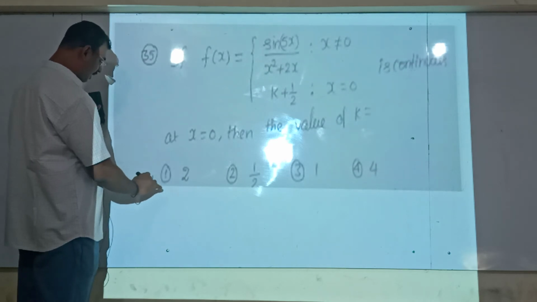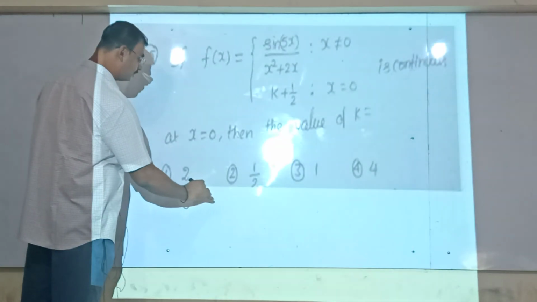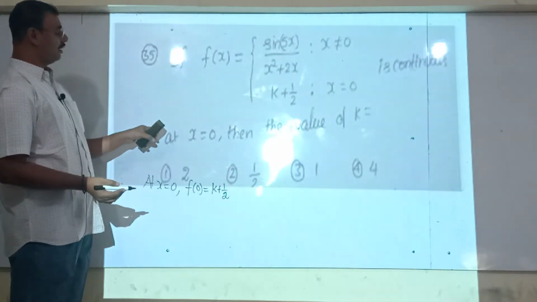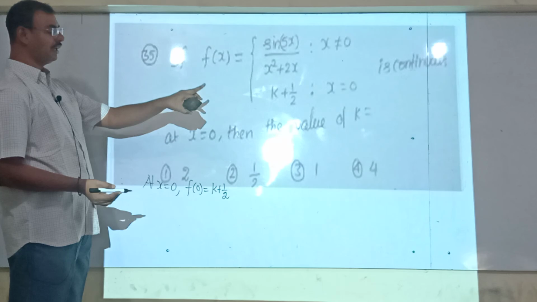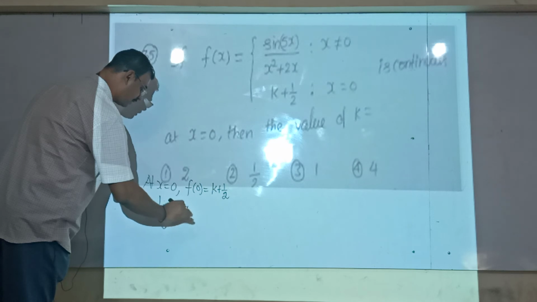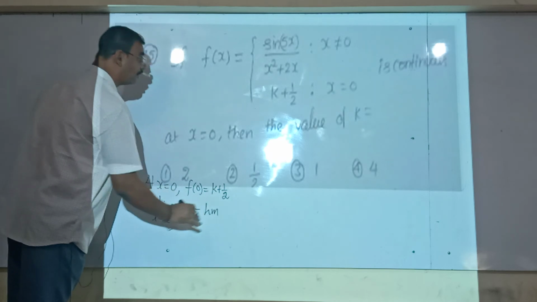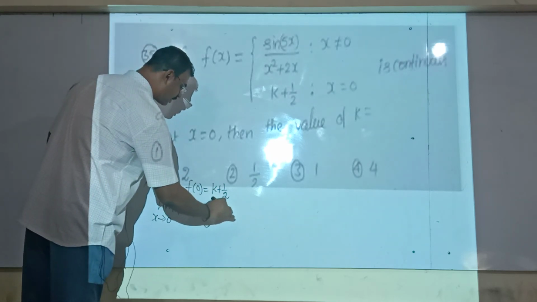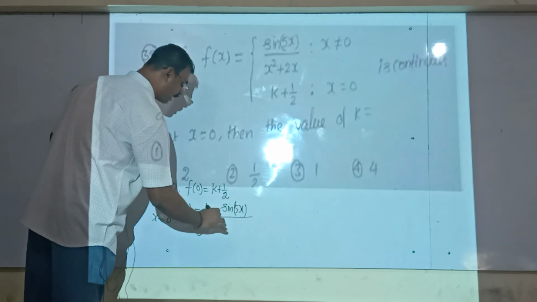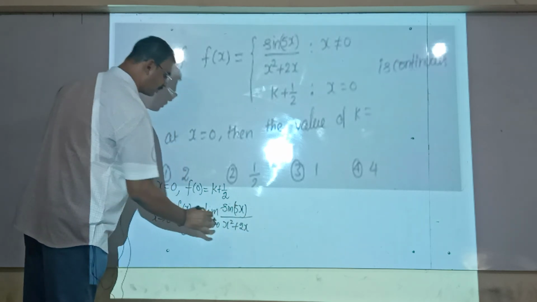Okay, so now we have to check at x is equal to 0. At x equal to 0, what is the f of 0 value? K plus 1 divided by 2. Now we are finding the limit of the function at x equal to 0. What is the value of k? Almost all similar questions. So find the limit of f of x as x approaches 0. This is equal to the limit of sin of 5x divided by x square plus 2x as x approaches 0.